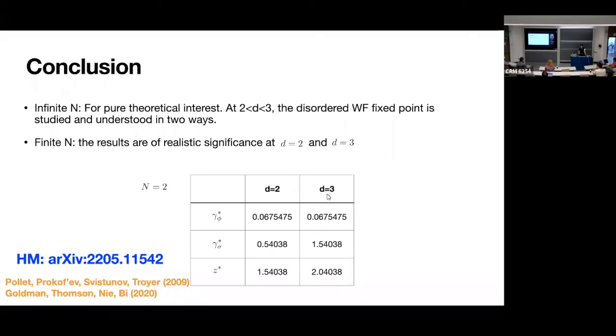So if it is true, and also the epsilon expansion holds for epsilon equal to 1, then we can get those anomalous dimension and dynamical exponent, and hope there's some more precise numerical result in the future that can compare with this theoretical study. Thanks, I'm going to stop here.